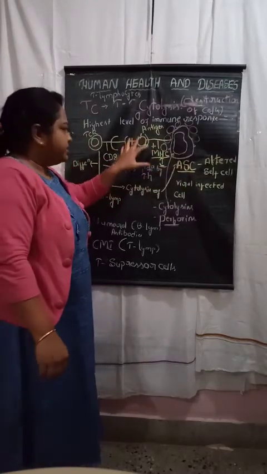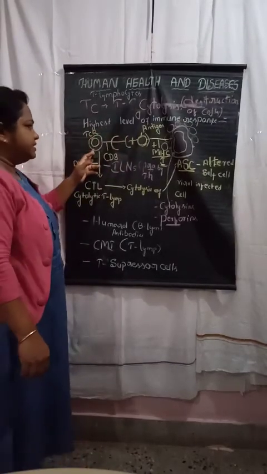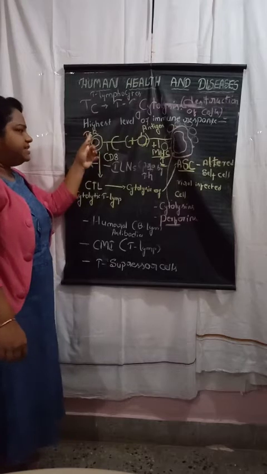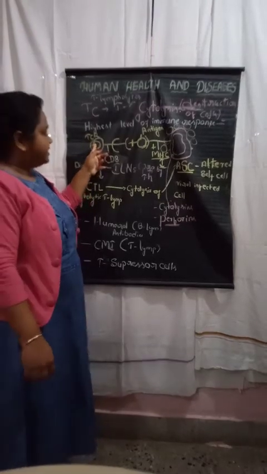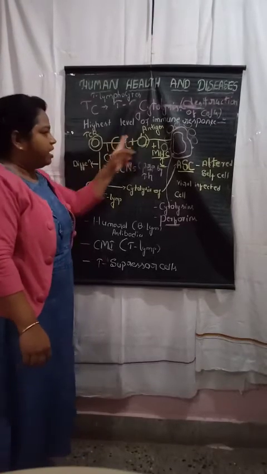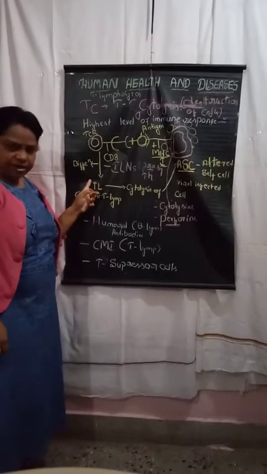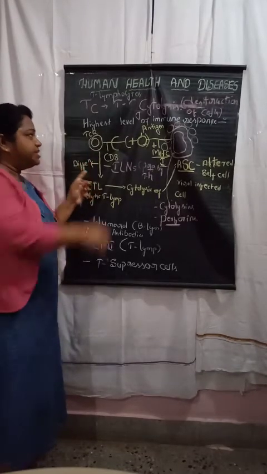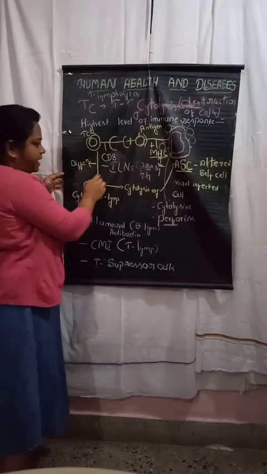So this complex undergoes what? That is with the help of the T cell receptor. This is the non-functional T cell receptor undergoing differentiation along with this complex. After the differentiation of the T cell receptor along with this complex, what happens?